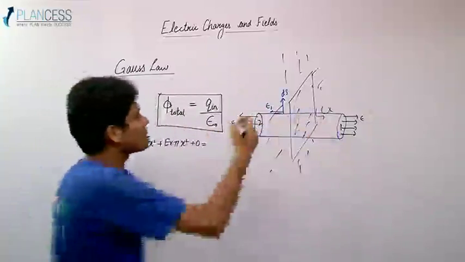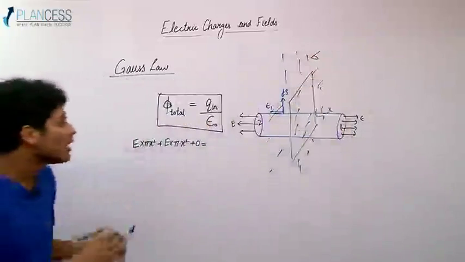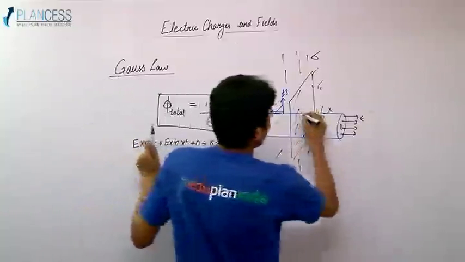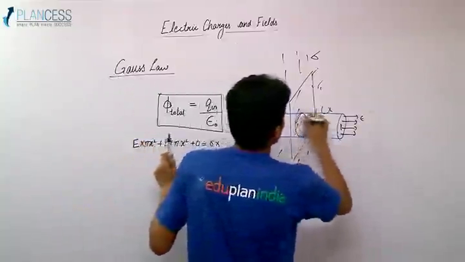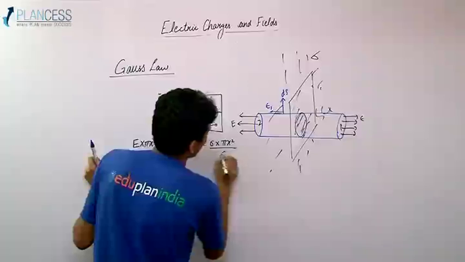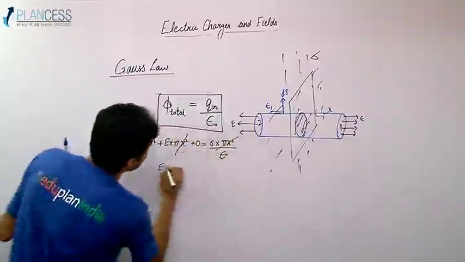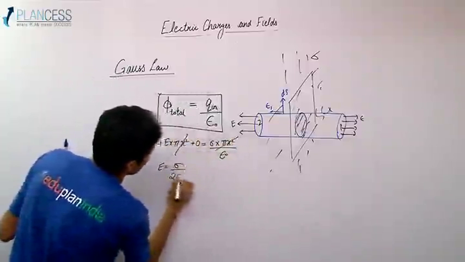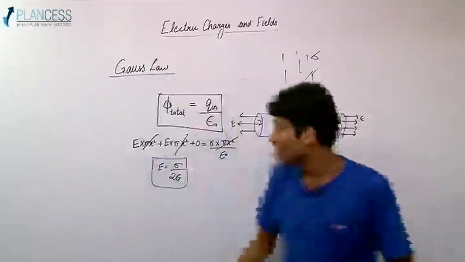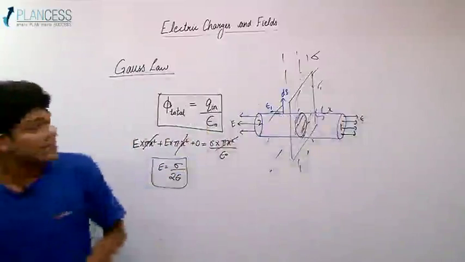For the charge that lies inside this Gaussian surface, we know that the surface charge density of this infinitely long sheet is sigma. So this can be written as sigma into pi x square, because the charge which would lie inside would be a circular region, so it would be sigma pi x square upon epsilon naught. So pi x square gets cancelled out, and E comes out to be sigma by 2 epsilon naught. So you can see that deriving any formula for any electric field using Gauss law is pretty easy.